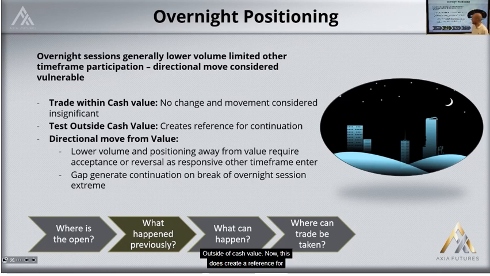Outside of cash value. Now, this does create a reference for continuation. So if the overnight range does trade away from value, then this creates a point where if that is broken, you could then see continuation from. And then finally, a directional move away from value. Remembering that this is a vulnerable move created by shorter time frame participants, it acts similar to a close away from value.